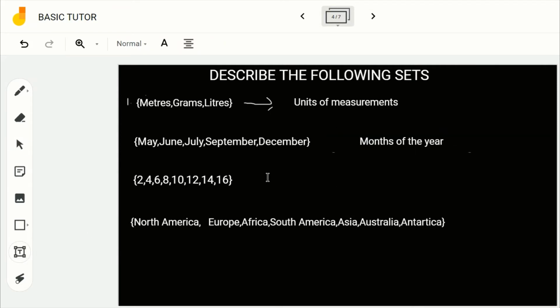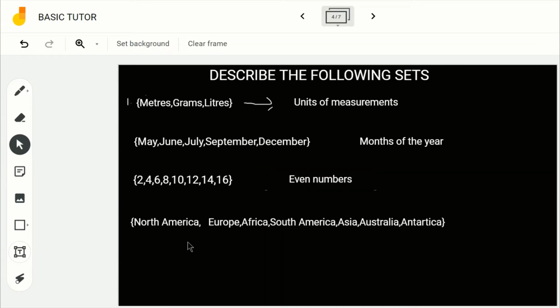Also, we have another set. We have 2, 4, 6, 8, 10, 12, 14, 16. These are elements in this set, and they are describing even numbers. So these sets are describing even numbers.